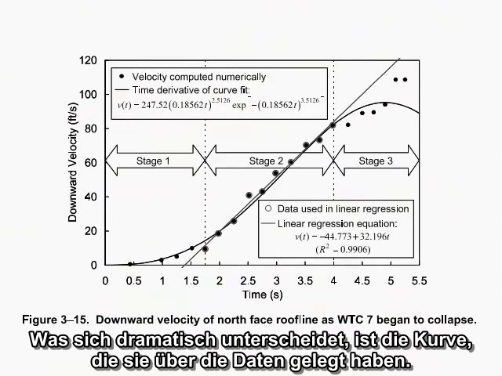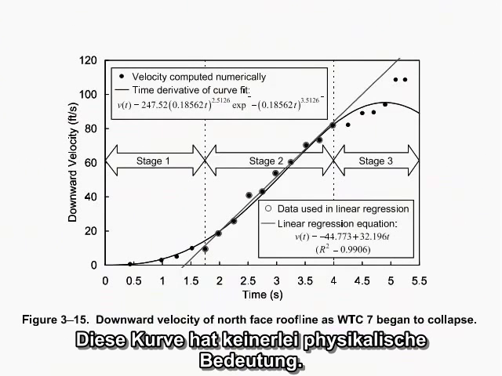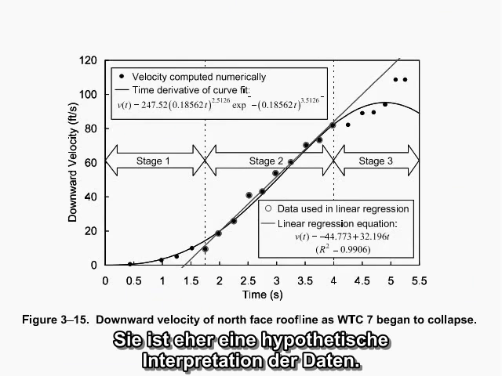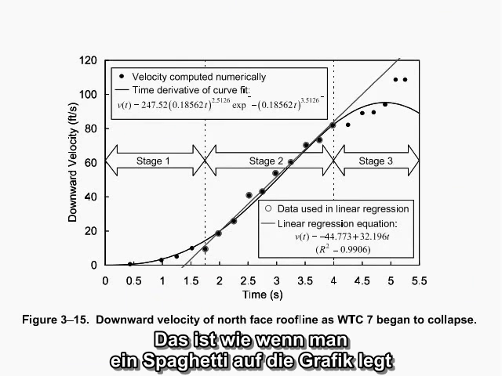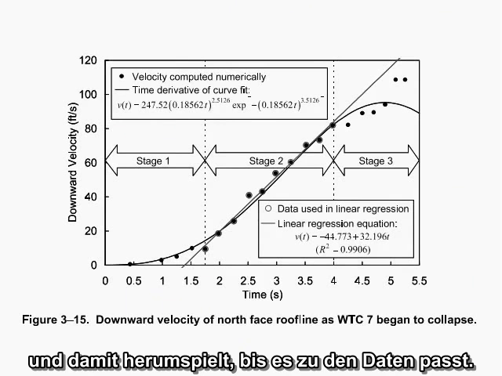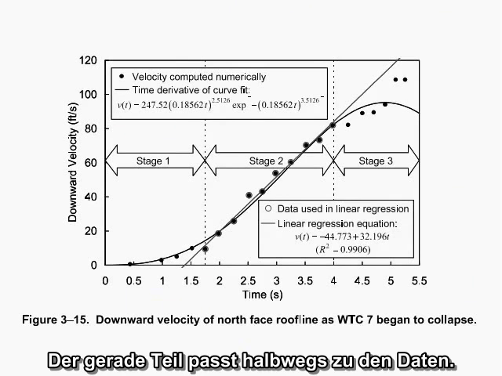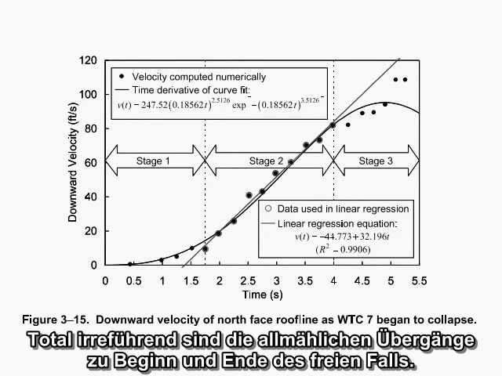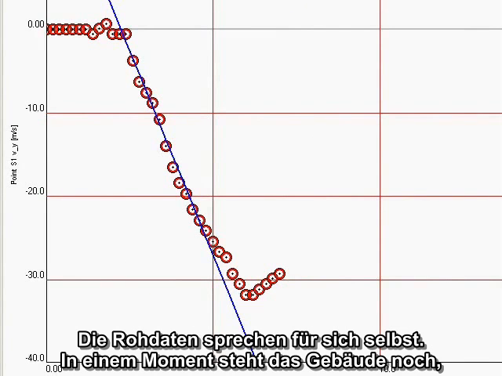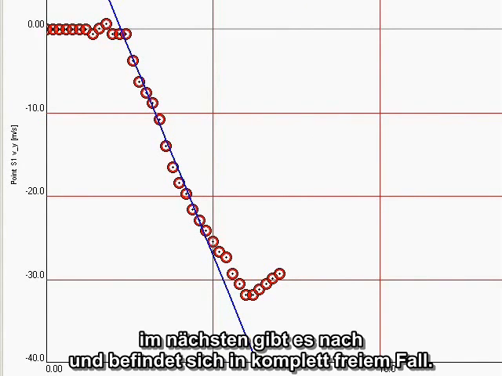What is dramatically different is the curve they superimpose on the data. This curve has no physical significance whatsoever. It is merely a hypothetical interpretation of the data. It is literally the mathematical equivalent of laying a wet noodle on the graph and nudging it around until it fits the data. The straight part fits the data reasonably well. What is totally misleading are the gradual transitions into and out of free fall. The raw data speaks for itself. One moment the building is holding, the next moment it lets go and is in complete free fall.